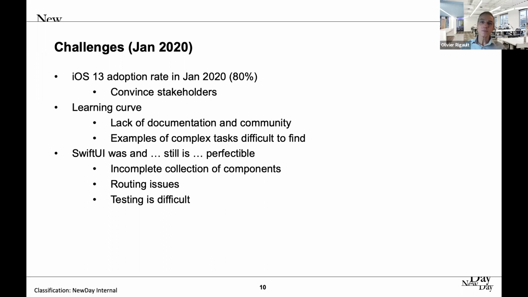One of the major flaws, well, it's a personal opinion, but we can talk about this in the Q&A, is routing. Routing tightly coupled with the views, quite like the coordinator pattern. We haven't found something equivalent in SwiftUI. Is it possible or not? Yeah, let's talk about this in Q&A. And testing as well, it was a bit difficult. So these are the challenges that we faced, and these ones were the main ones.